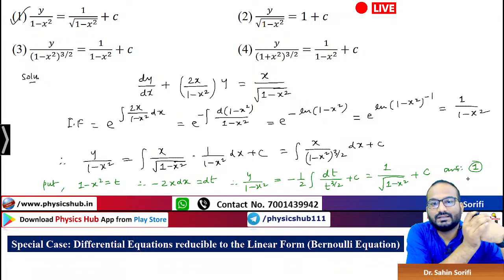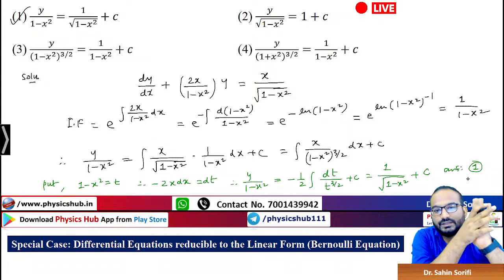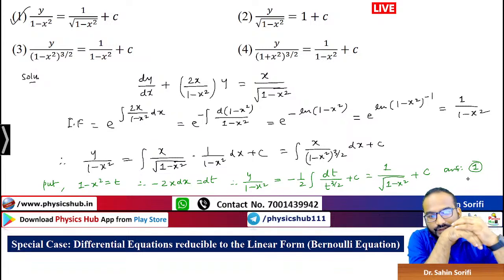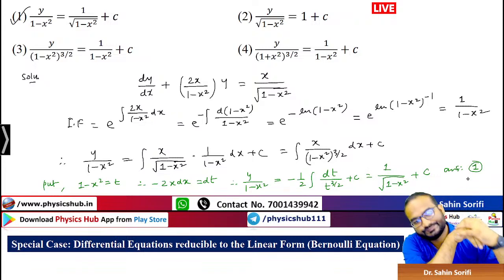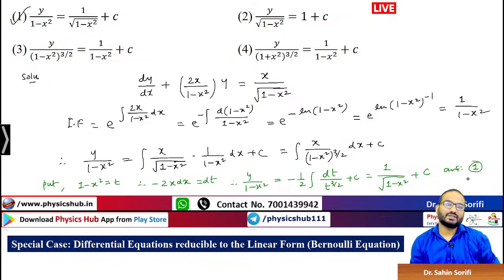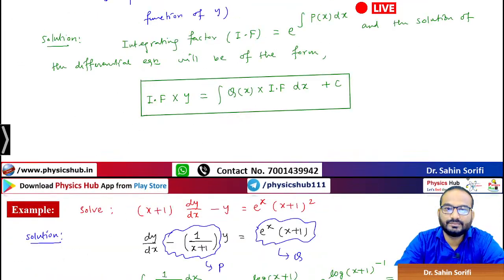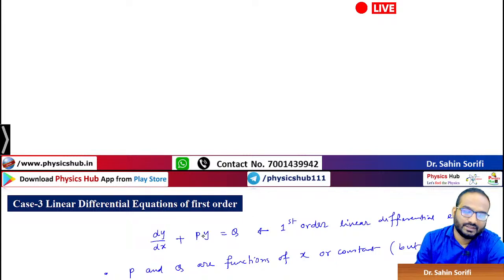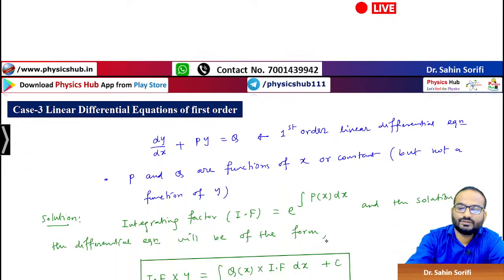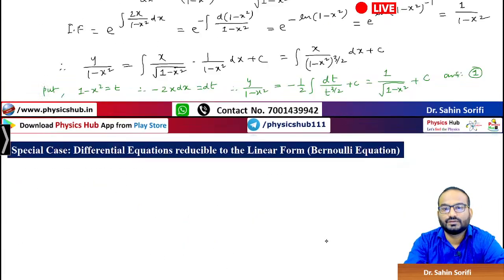Now there is a special type of this particular differential equation, that is known as Bernoulli's equation. A little bit of modification on the right hand side. What we have seen in this type is dy dx plus P y is equals to Q of x. Now if there is something y to the power n multiplied with Q, then this approach will not be effective. We have to take up another approach. So let's try to discuss this special case, differential equations reducible to the linear form.